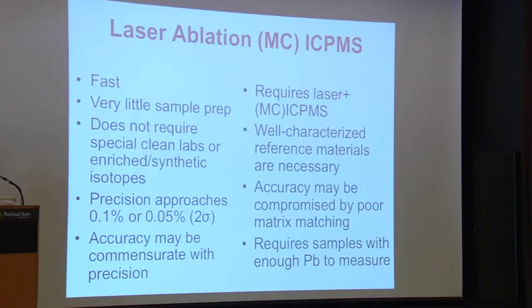The downsides of this technique is that it requires complicated and expensive equipment. It requires a good laser and a multi-collector ICP-MS. These are not trivial pieces of instrumentation. Well-characterized reference materials are necessary. For the most part, we've got that covered with the NIST 61X glasses, 610 and 612. Matrix matching is, of course, a potential problem. I haven't seen that crop up in the work that we're doing, but it's potential at high precision to be a problem. And, of course, it requires samples with enough lead to measure.